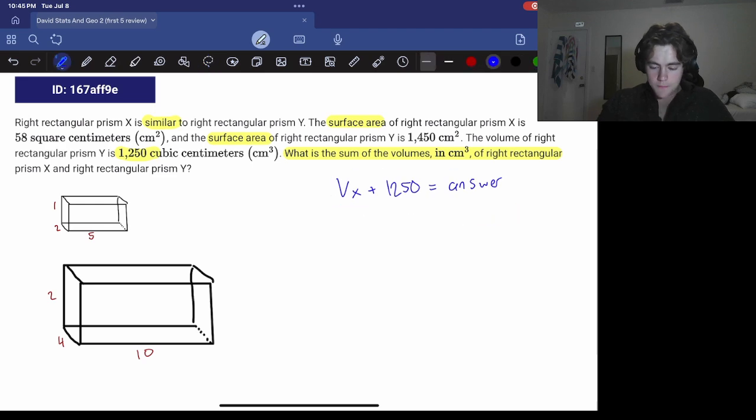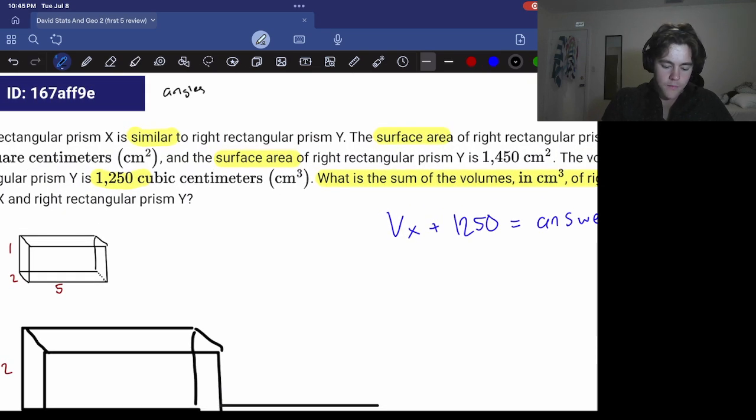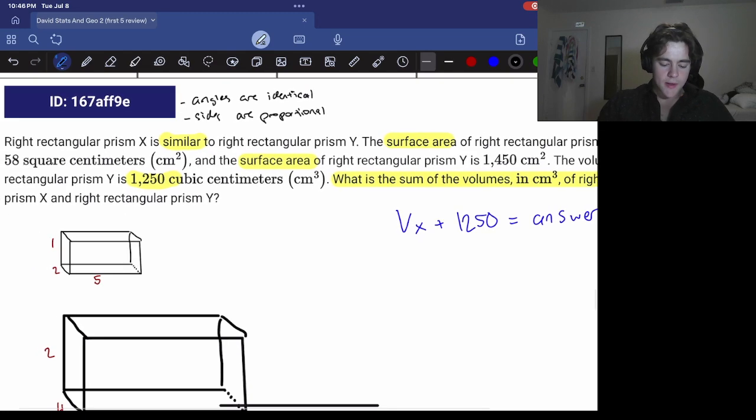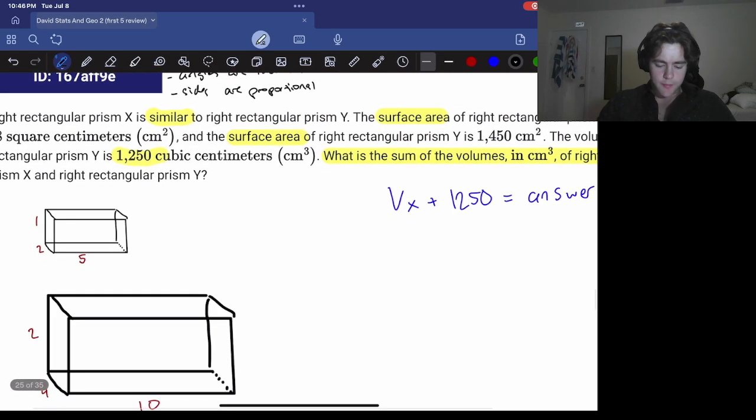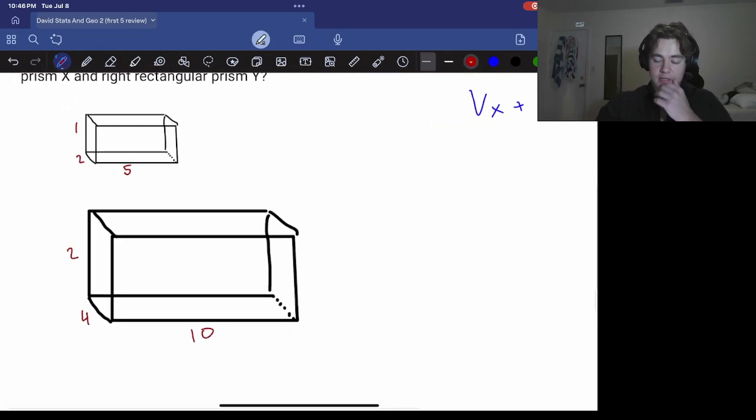Okay, so to rewind, the key to this problem is understanding what similar means in this case. If two prisms are similar, it means that all angles are identical, and all sides are proportional. Okay, so what does that second one mean? Because angles make sense, but sides are proportional, what does that mean? So let's look at this example I have here. This is not related to the question. This is just an extra example.